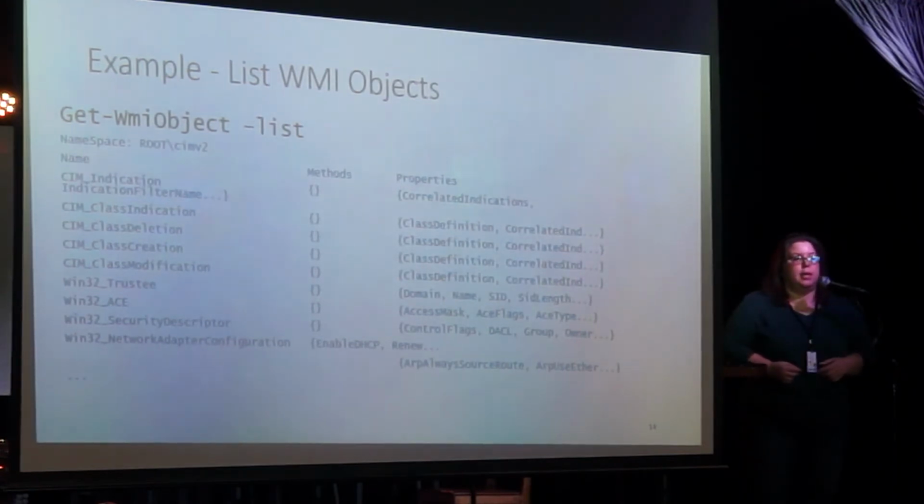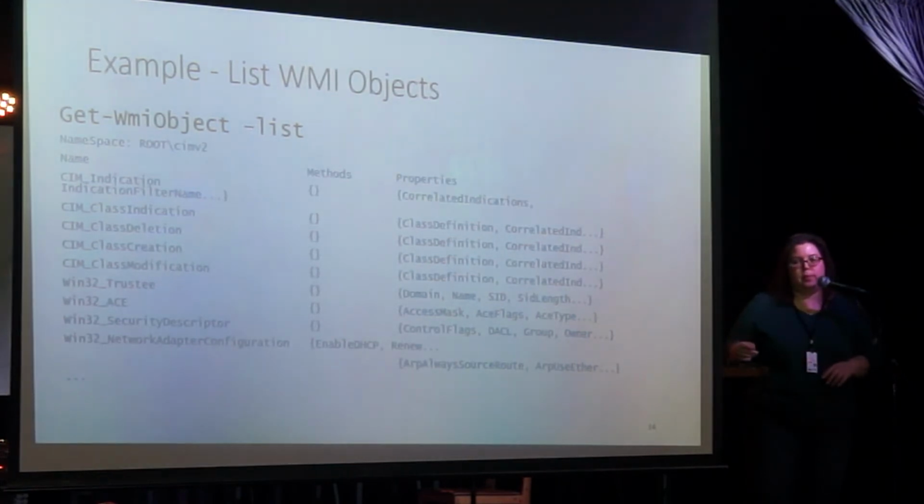Root/cimv2 is basically the namespace you're going to see for stuff. There's like 30 others, but that's where you're going to be living most of the time. You can specify other namespaces, but you're going to be using this one.